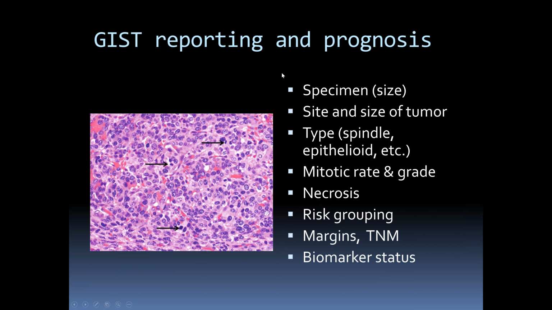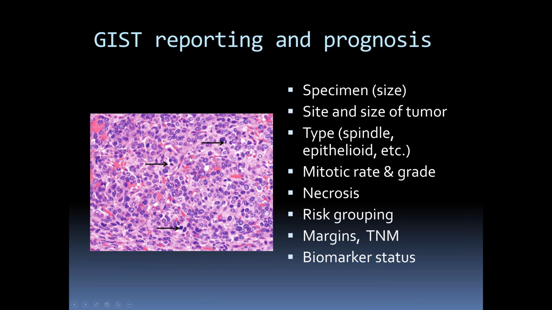In terms of prognosis and reporting and so forth, obviously the type of specimen, size, and site of the tumor. These are critical. So good measurements, good evaluation of where it's coming from. The histologic type in terms of spindle morphology or epithelioid morphology, mitotic rate.